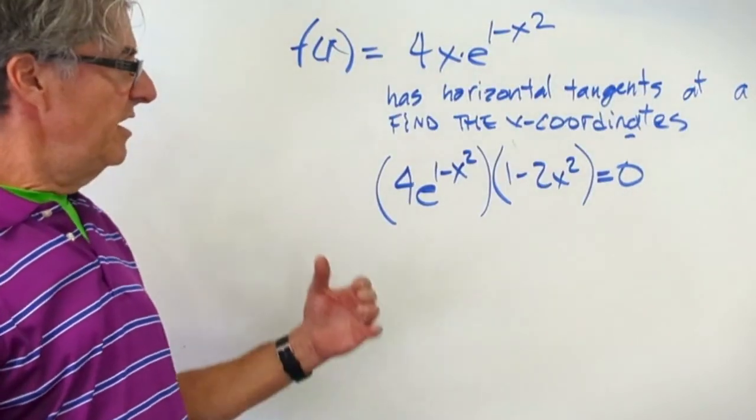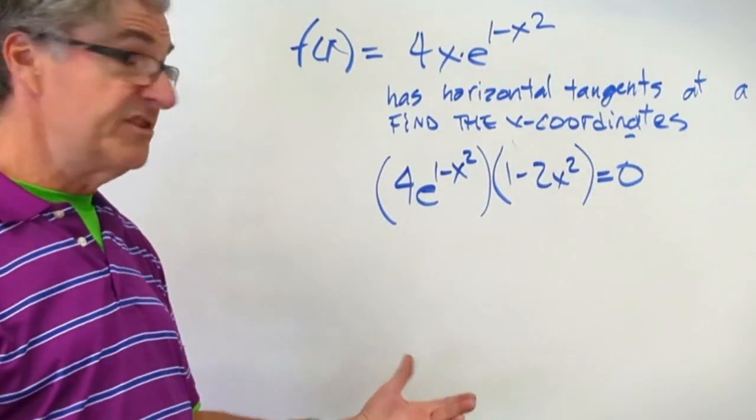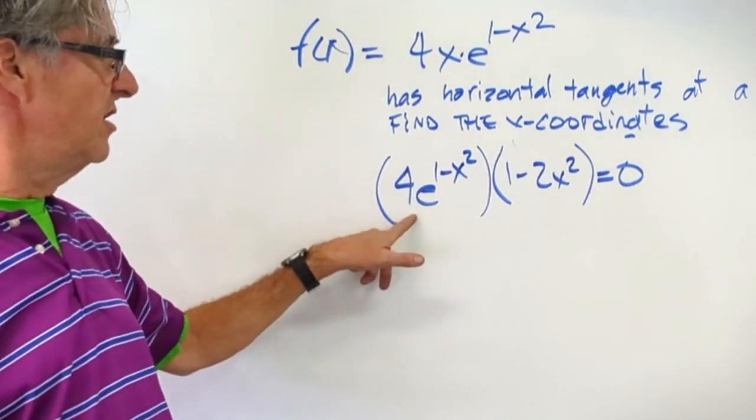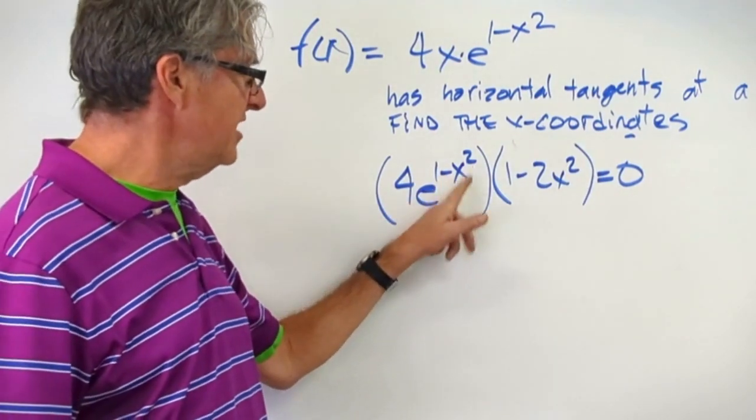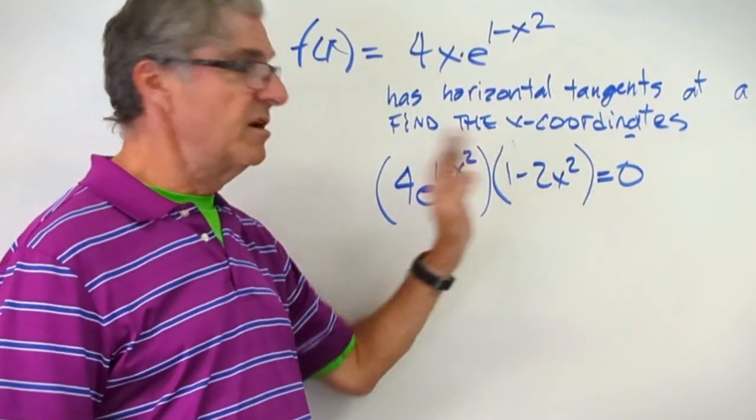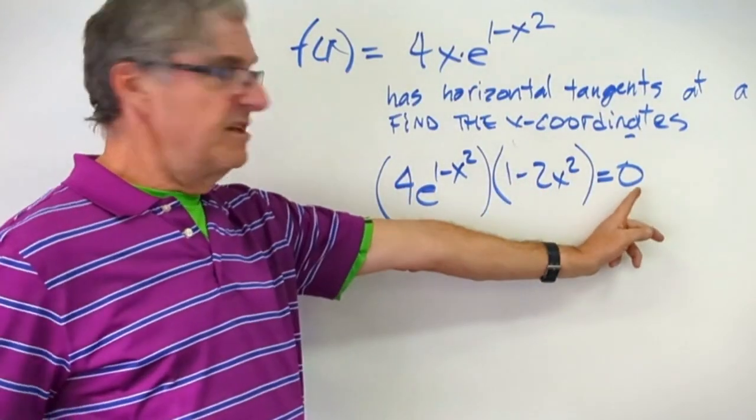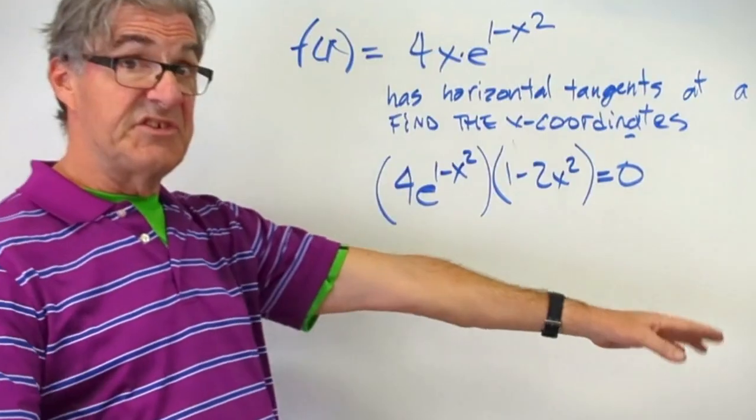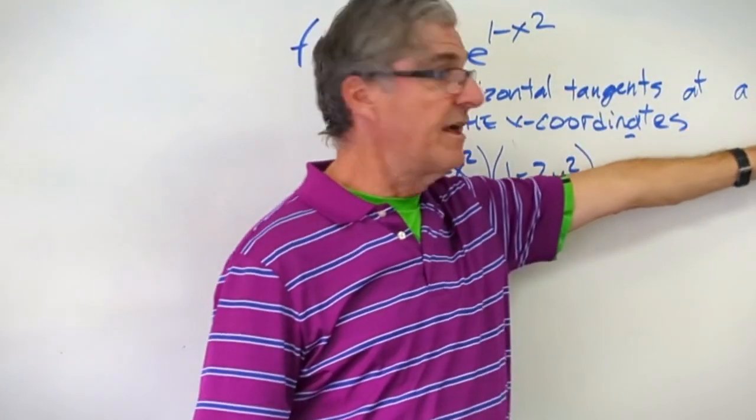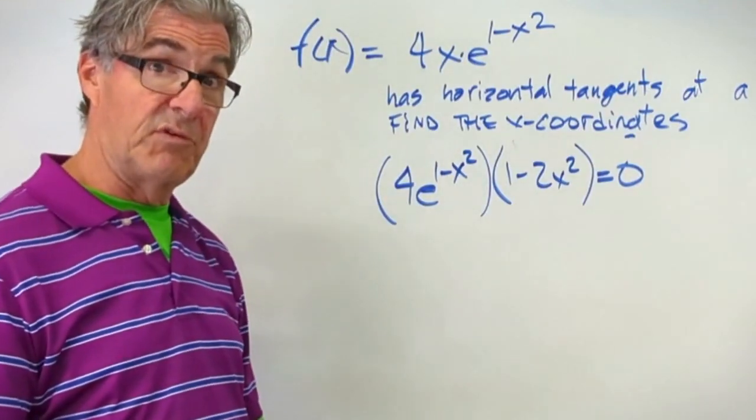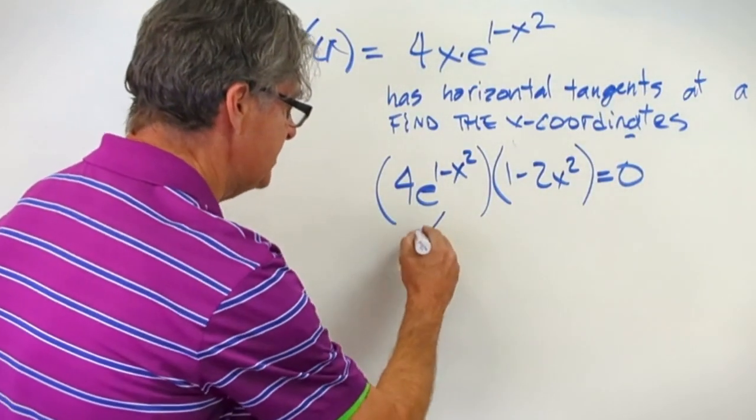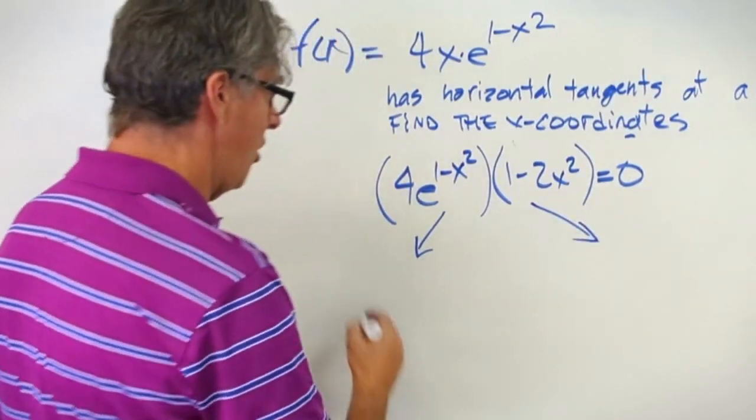Okay, so I just made some room so we can finish this up. Here's what we had on that last board down here. I have my first term, my 4e to the 1 minus x squared. That's my first term. And here's my second term, 1 minus 2x squared. When these are multiplied, they equal 0. That gets us our horizontal tangent lines and helps us find our A and our B from our original prompt. So what we do at this point is we set each side equal to 0 and we solve.